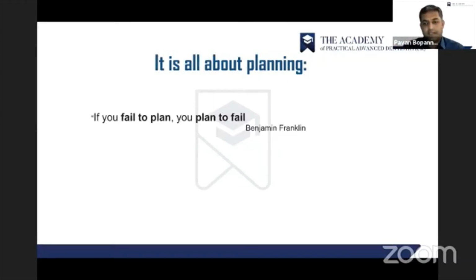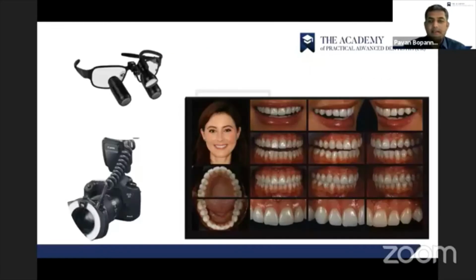So we will show you or lay the roadmap for you to acquire each of these skills which I showed today. The two most important bits of kit you need are loupes and a full frame or a 3/4 frame camera. I seriously think these are the two things which really changed the way I practice dentistry. So if you haven't done that already, please do.